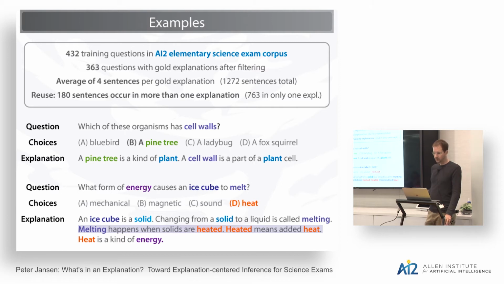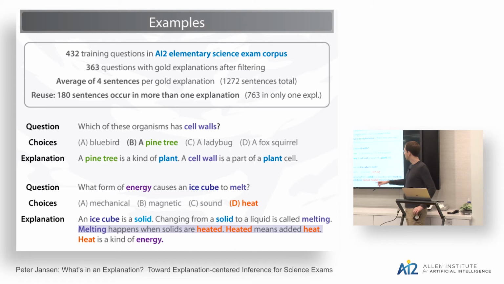So on average, the gold explanations that we generated for each question had about 4 separate facts in them. So 4 facts required to explain each question. Here are a few examples. What form of energy causes an ice cube to melt? The answer is D, heat.